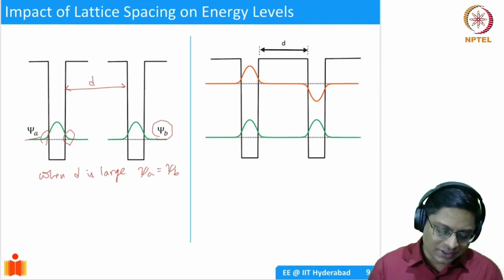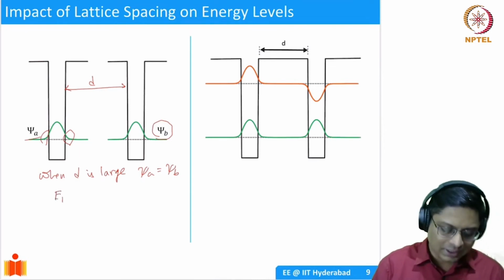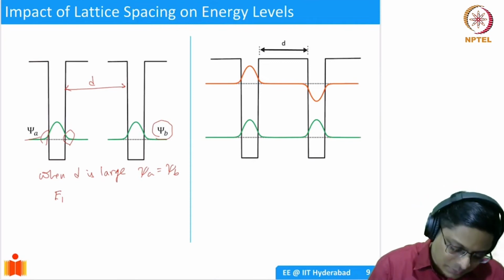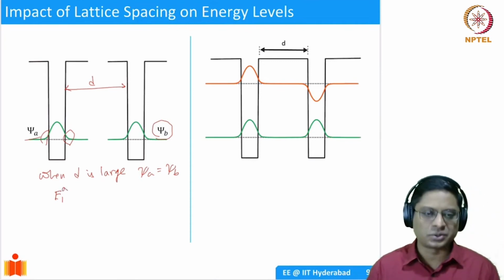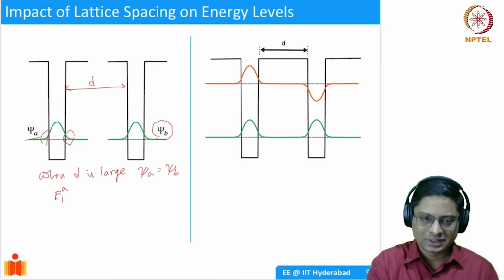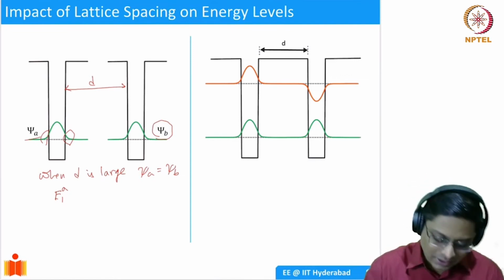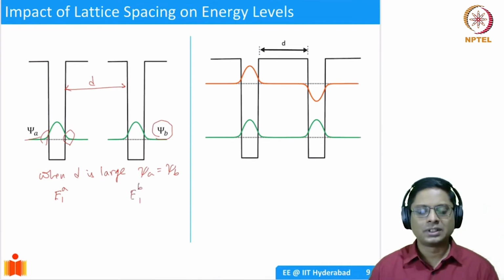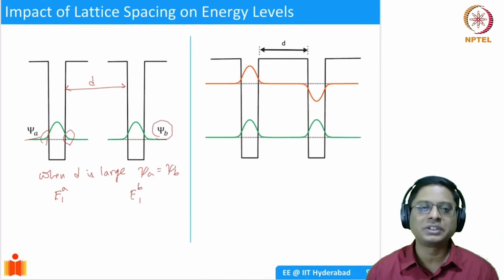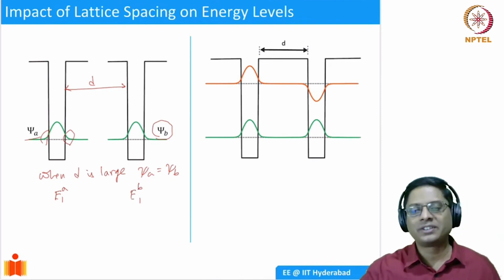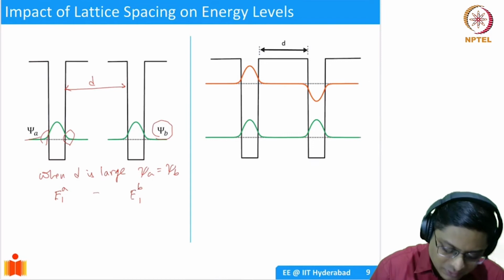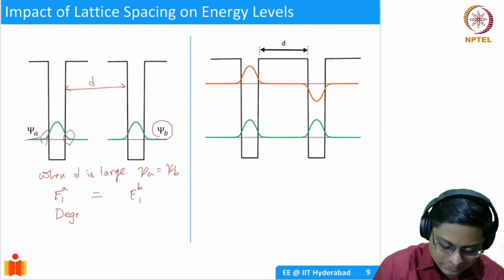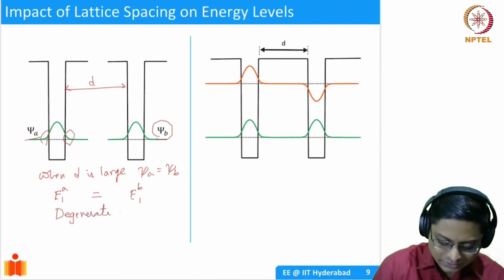So that means what is the energy? If you want to call it E1, the energy of the first potential well, E1 with a superscript A, just to denote that it is the energy level of the first well, and then you have energy level E1 of the second well. What will be the relation between these two energies? Well, because they are very far apart, these energies are going to be equal. So we will call these degenerate energy levels.